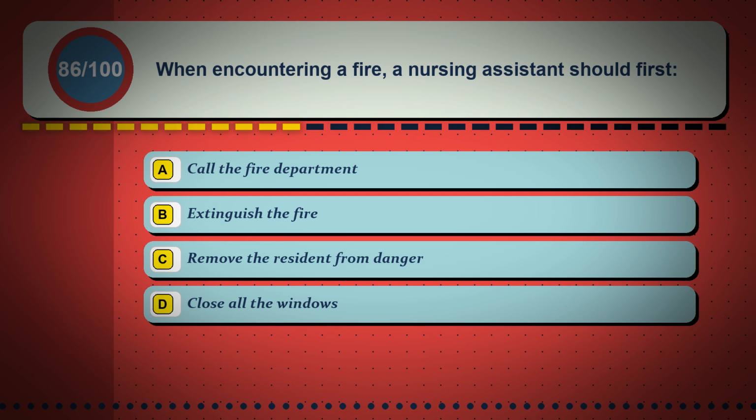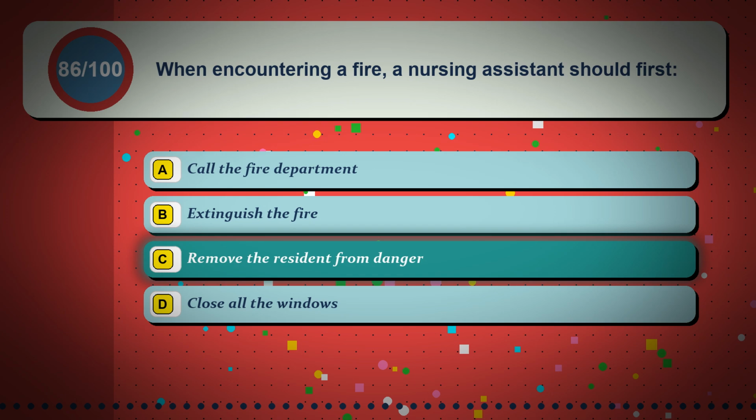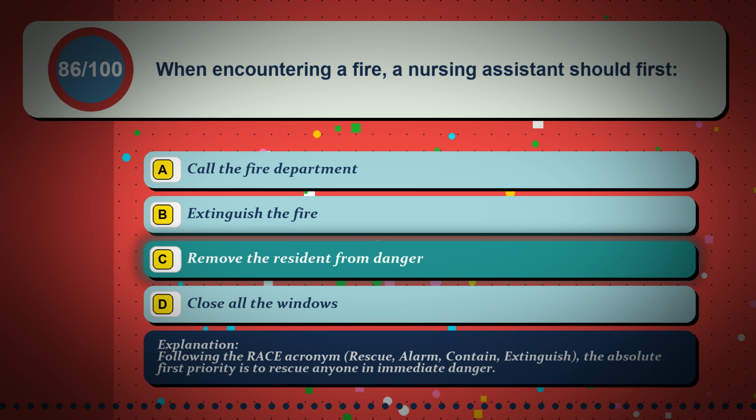Question 86. When encountering a fire, a nursing assistant should first option A, call the fire department. Option B, extinguish the fire. Option C, remove the resident from danger. Option D, close all the windows. The correct answer is option C, remove the resident from danger. Following the RACE acronym, rescue, alarm, contain, extinguish, the absolute first priority is to rescue anyone in immediate danger.